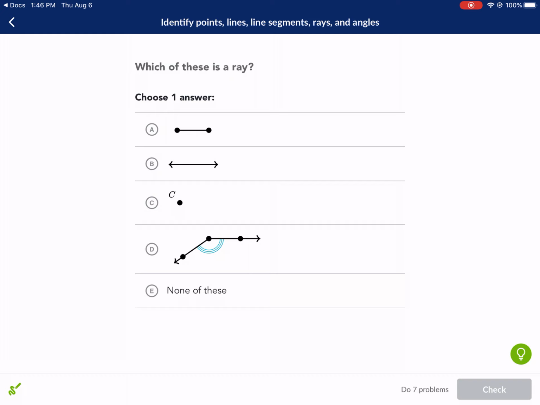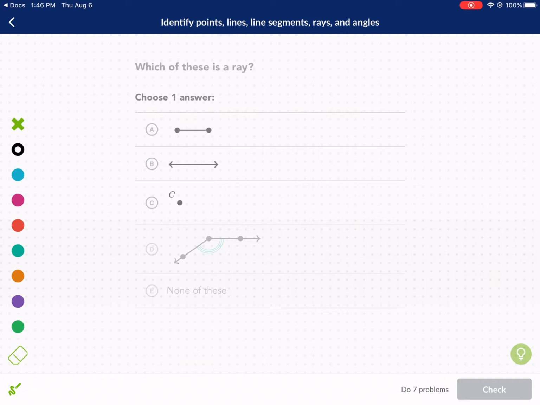Today we're going to be doing identify points, lines, line segments, rays, and angles. So the first question is, which of these is a ray? Well, before we get into that, we should distinguish what is the difference between all of these terms.